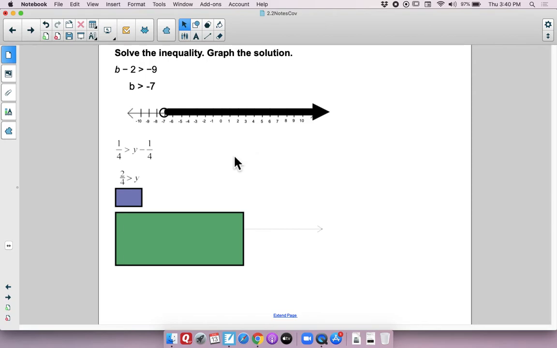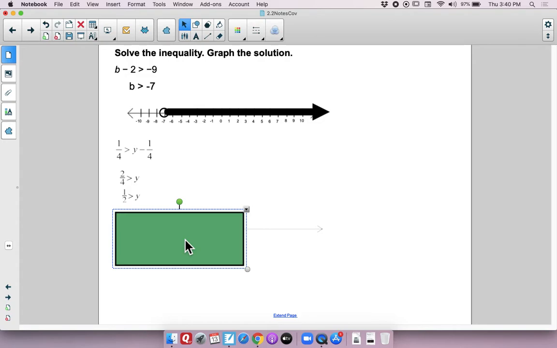Okay, so hopefully you added 1/4 to both sides. 1/4 plus 1/4 is 2/4. That's not how we'd want to write our answer. We'd want to write it as 1/2. Now careful, y is on the right side this time. So key point obviously is 1/2.